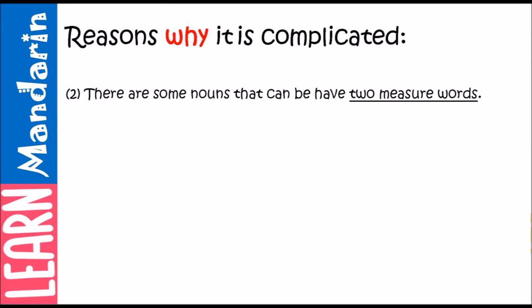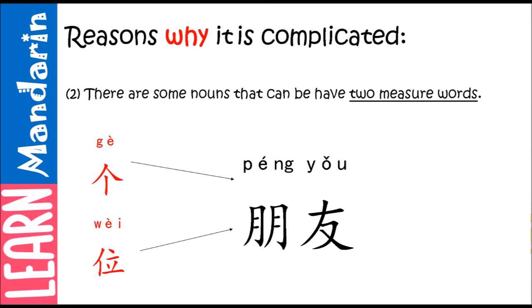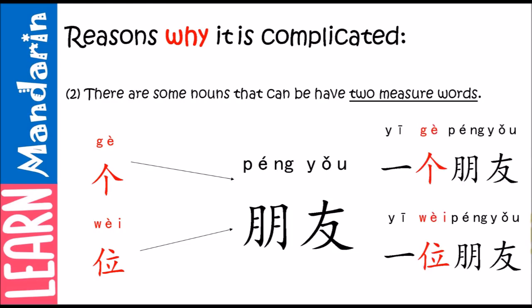Another reason is there are some nouns that can have two measure words. For example, you can use the measure word 个 and the measure word 位 for the noun 朋友. That would be 一个朋友 or 一位朋友. Both mean one friend.